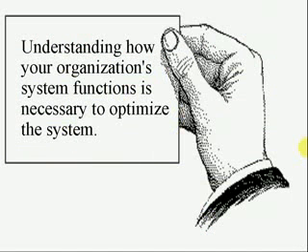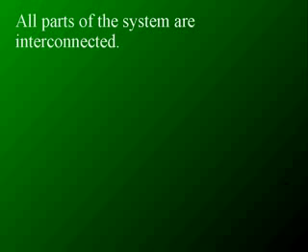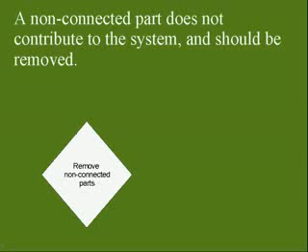Understanding how your organization system functions is necessary to optimize the system. One important aspect of the systems framework is that all parts of the system are interconnected. In understanding one part, each part is necessary for understanding the whole. But beyond that, you also have to understand how those pieces work together, both linearly and non-linearly. A non-connected part does not contribute to the system and should be removed. Discovering these non-useful parts can help maximize overall organizational efficiency, since you can reduce the amount of resources spent on non-functional areas.